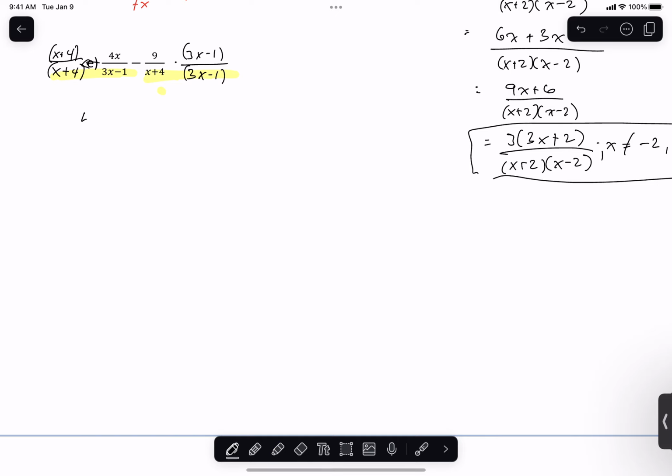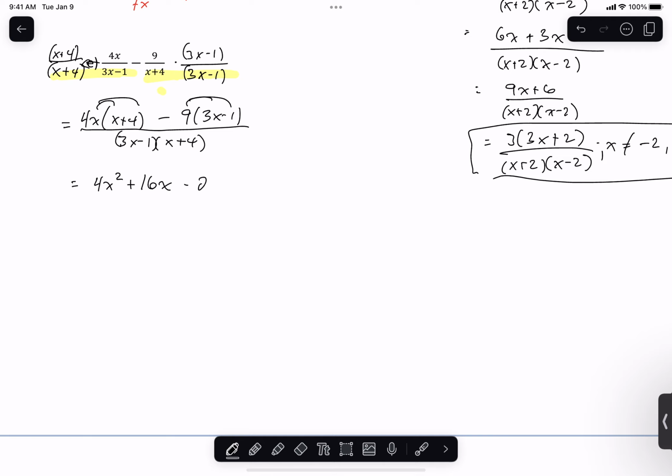So we're going to get 4x times x plus 4 minus 9 times 3x minus 1. All that is going to be over the product of 3x minus 1 multiplied by x plus 4. So now you can expand out and collect like terms and see what you get. Sometimes it's factorable, sometimes it's not. We'll just see. But number one, do not expand the denominator. So we're going to get 4x squared plus 16x minus 27x plus 9. I'll let everybody get caught up to here, and then we'll try doing something.